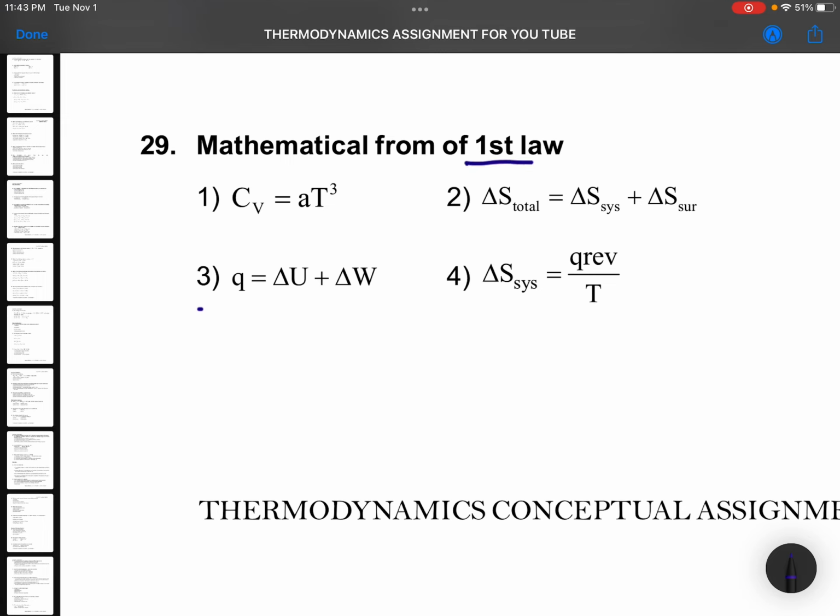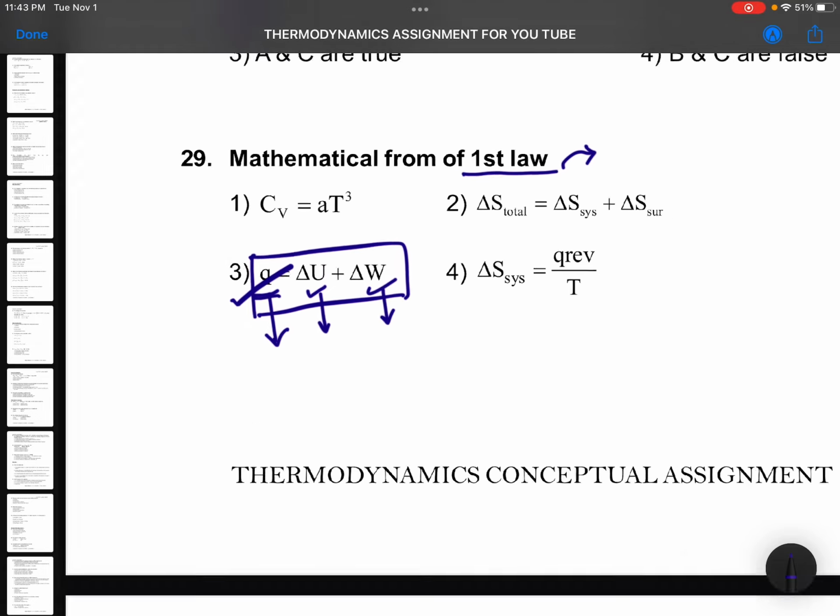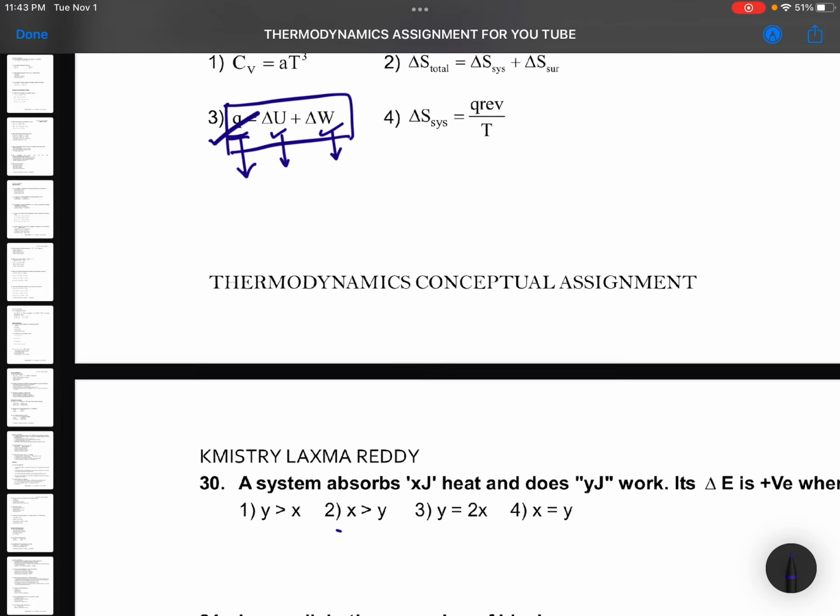Mathematical form of the first law. According to the first law of thermodynamics, whatever heat you are giving will be useful for work done and the remaining is for internal energy change. Heat you are supplying, this is internal energy change, this is work done. So this is the right option. About entropy and all we'll discuss in a second.